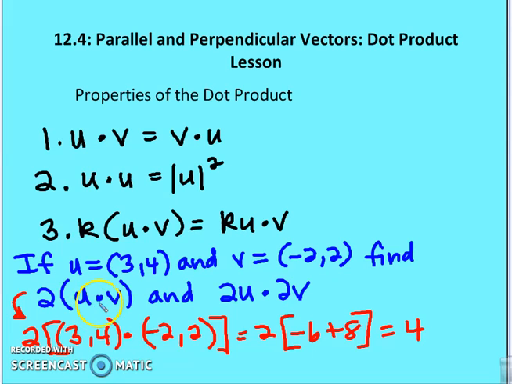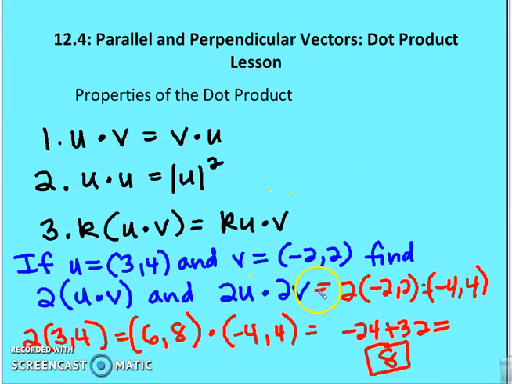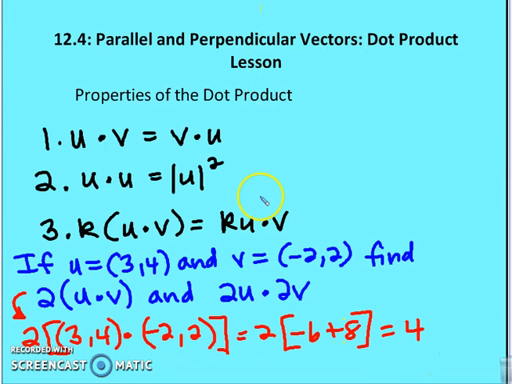All right, so 2u · v ends up being equal to 4. So u · v is equal to -6 plus 8, and then 2 times (-6 plus 8) is going to be 4. So 2 times 2 is 4. And then let's take 2u · 2v. 2u · 2v ends up being equal to (6, 8) · (-4, 4), which ends up being -24 plus 32, or 8. So you can see that these two values are not the same. That's why k times (u · v) is not the same as ku · kv.